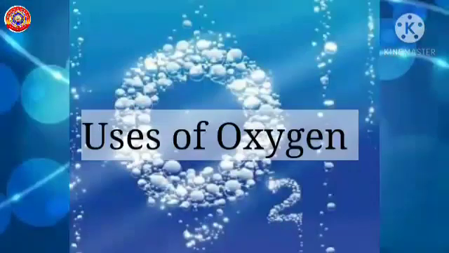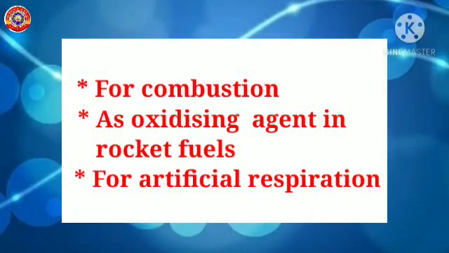What is the main role of oxygen? Well, it is used for the respiration process for all human beings and other creatures. It is used for the combustion process. It is used as an oxidizing agent in rocket fuels. And also you know that it is used for artificial respiration. So in this video, we learned about the role of oxygen, its physical and chemical properties, and its uses.